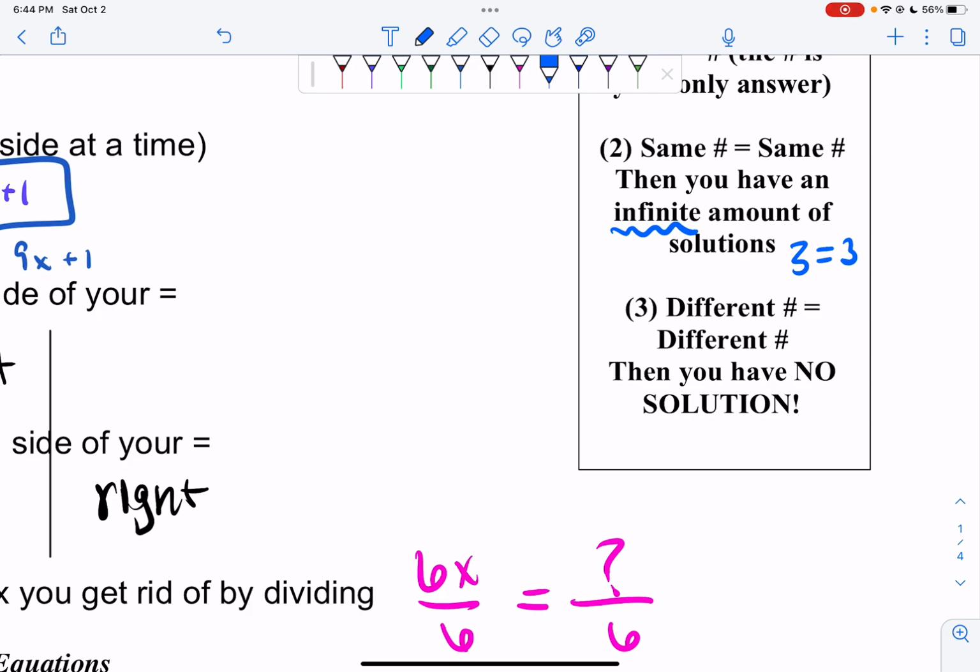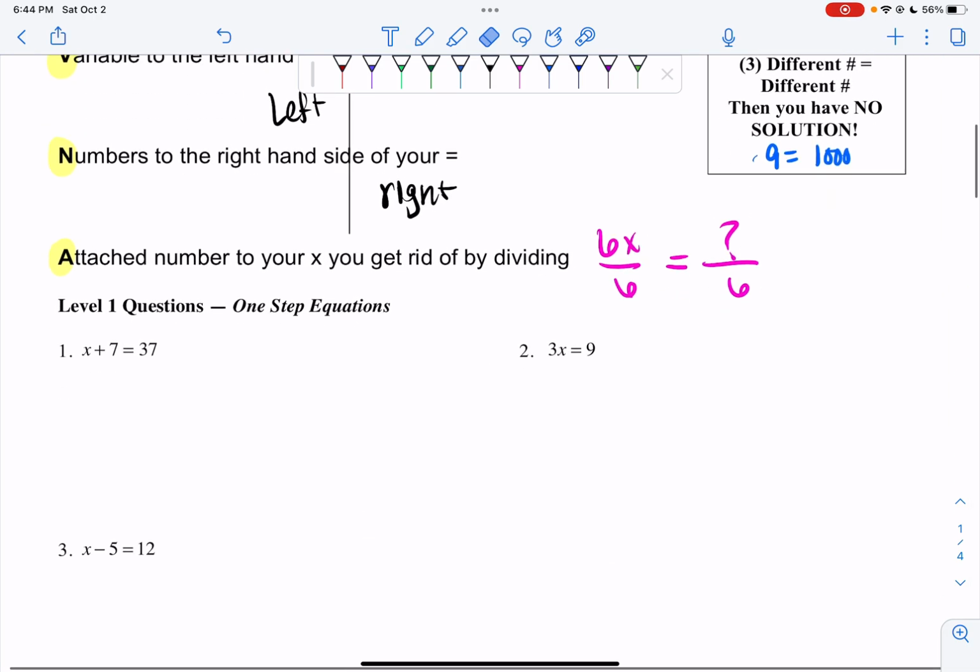And last but not least, I have a different number versus a different number. So if I have, say, 9 equals 1,000, I have no solution because those are two different answers. I can't plug in any value of x in the real numbers to get an answer.